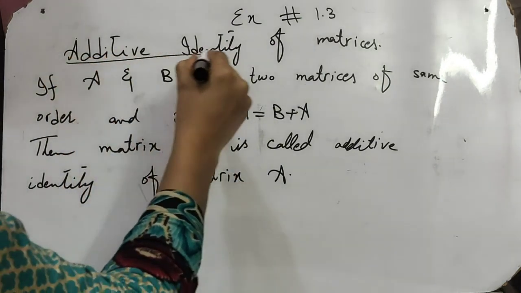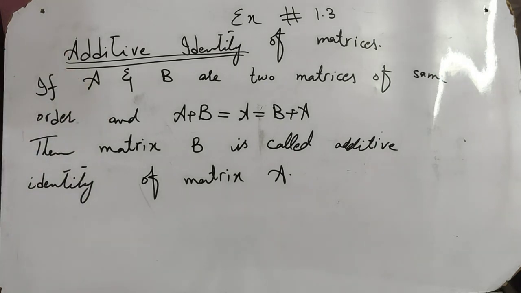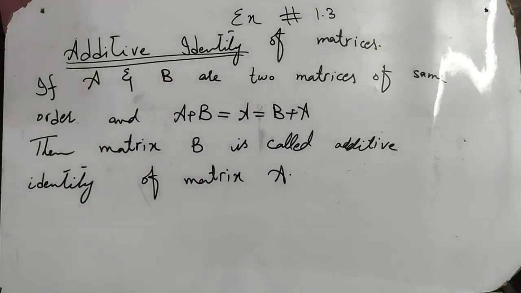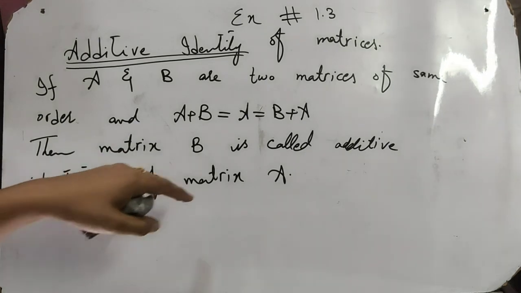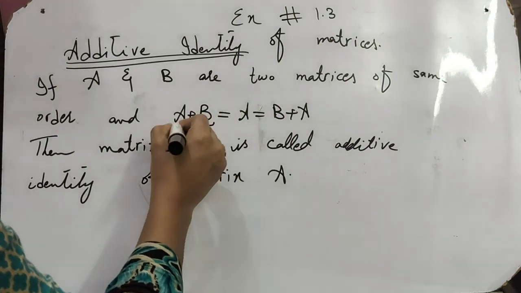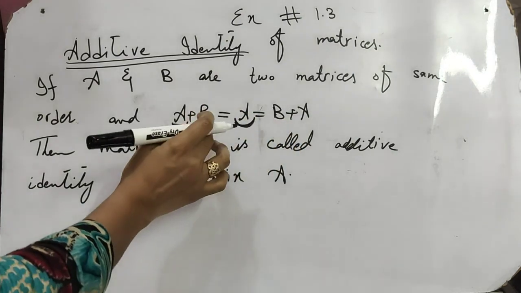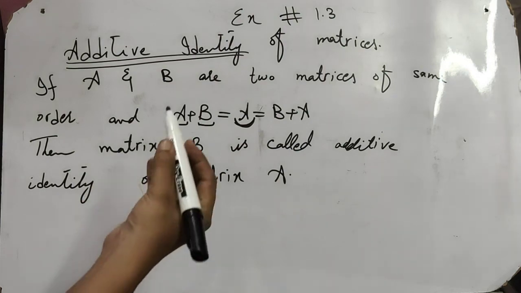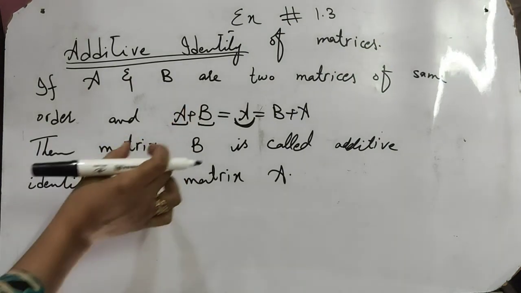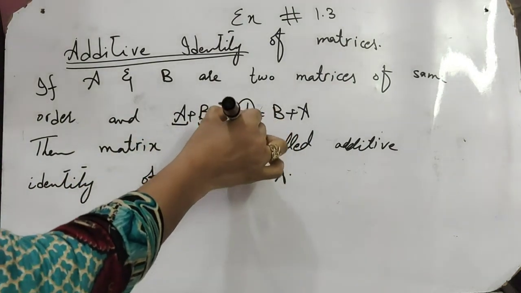The additive identity is, if we take two matrices which have the same order, and A plus B is equal to A or B plus A is equal to A, then B is called the additive identity of matrix A. It means that if we add that matrix to matrix A, there is no difference before and after adding it. So it is only the identity matrix of A which will be added to A, and the answer is the same.